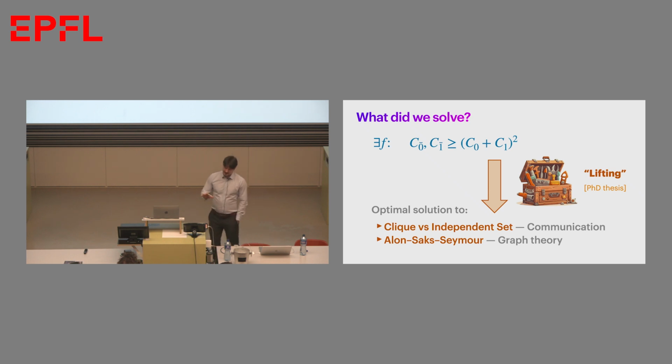So from this, we get some optimal lower bounds for something called the clique versus independent set problem in communication complexity. It's a problem that admits, in fact, many equivalent formulations.